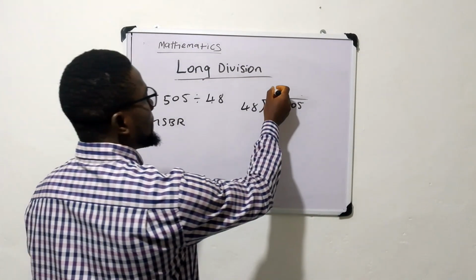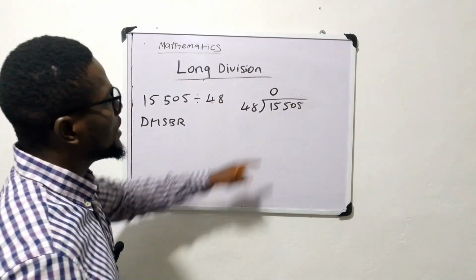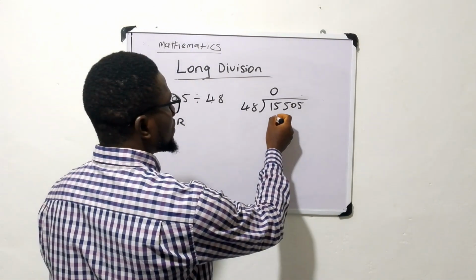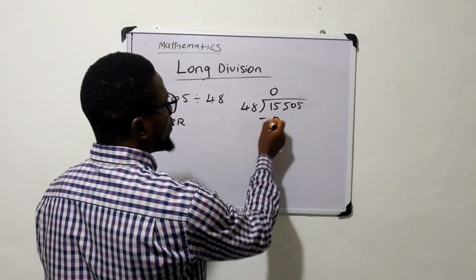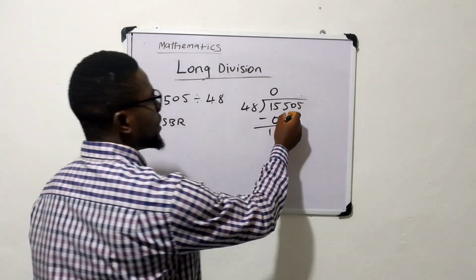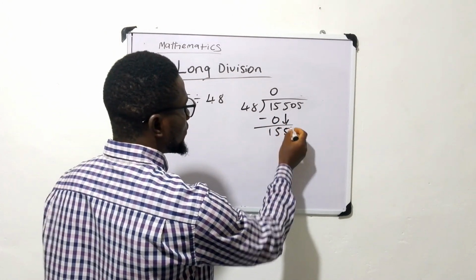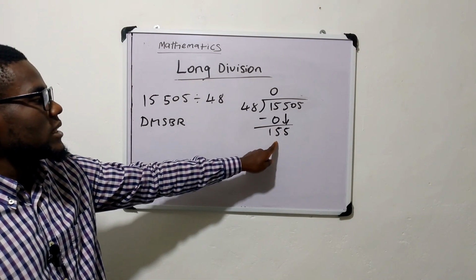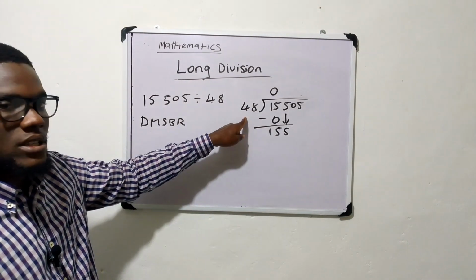Write 0 here. When we multiply 0 by 48, or 48 by 0, you have 0. When you subtract, you have 15. Then you bring down 5. So we are now asked to divide 155 by 48.